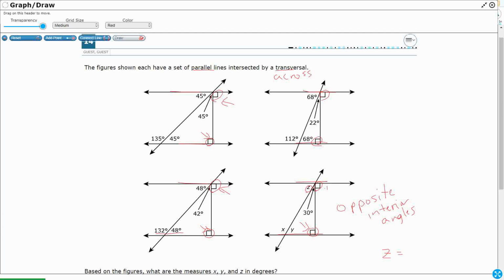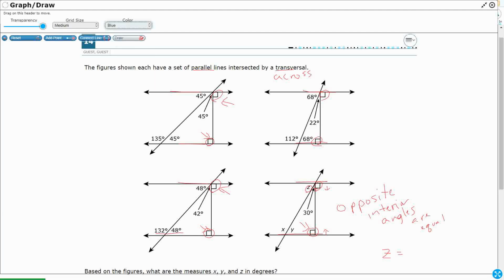So they're on this side of the parallel line, on the inside, and they're on opposite sides of a line that cuts through them. And we see we've got a transversal right here. We've got the straight up and down line, and we've got the diagonal line. And you notice they're equal. So let's take a look at this. Can we say that opposite interior angles are equal?